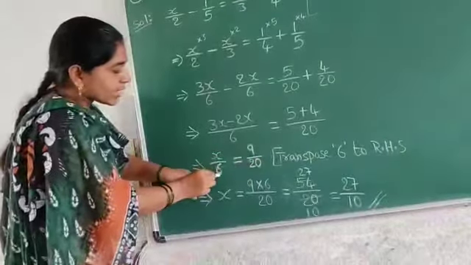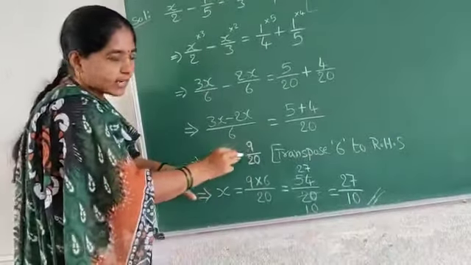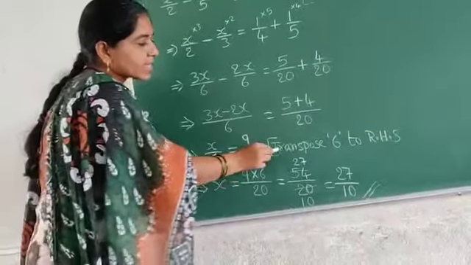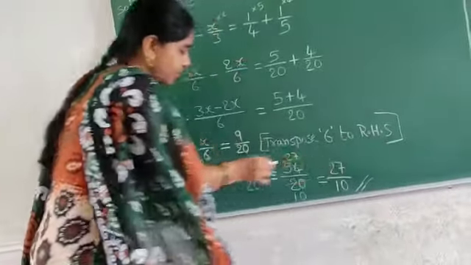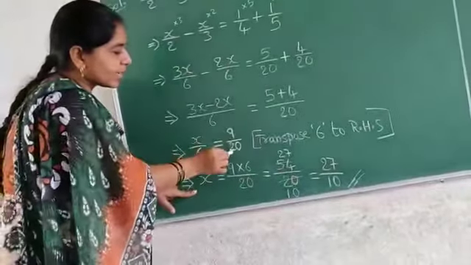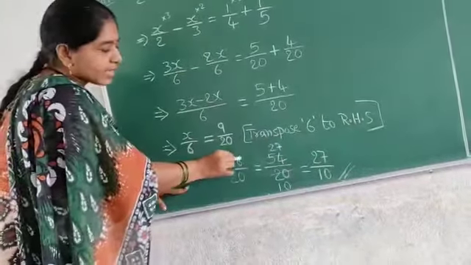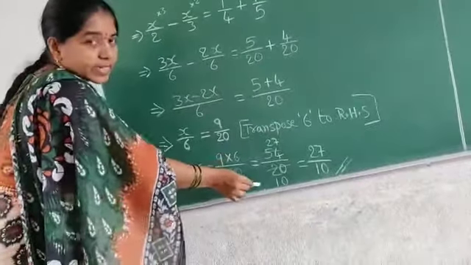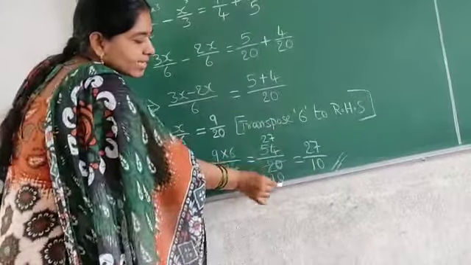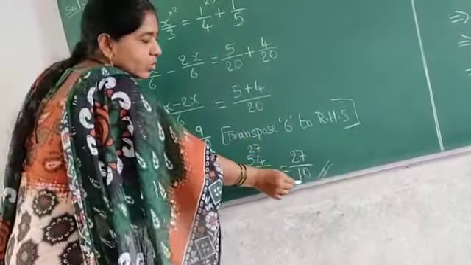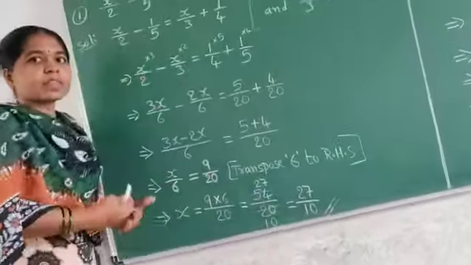Now I am going to transpose this 6 to the right hand side because I want only the value of the variable. After transposing 6 to the RHS, x is equal to 9 by 20 into 6, which is nothing but it belongs to the numerator. 9 6s are 54 divided by 20. 2 1s are 2, 0, cancel it. 2 2s are 4, 1 remains. 2 7s are 14. Then x is equal to 27 by 10. Next question.